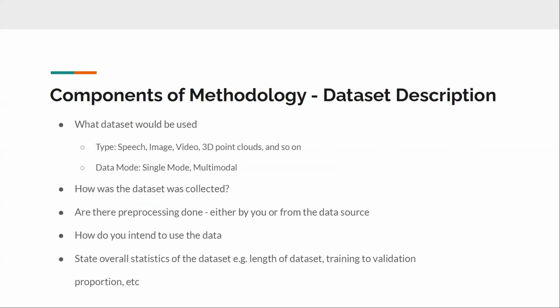The next component of the methodology section is dataset description. So you want to talk a little bit about the data you're working with. You'll have to specify the type of the data. That could be speech, image, video, or 3D point clouds, and so on. And then you also want to talk about the kind of mode you're working with. That is, if the data mode is single mode or multimodal.